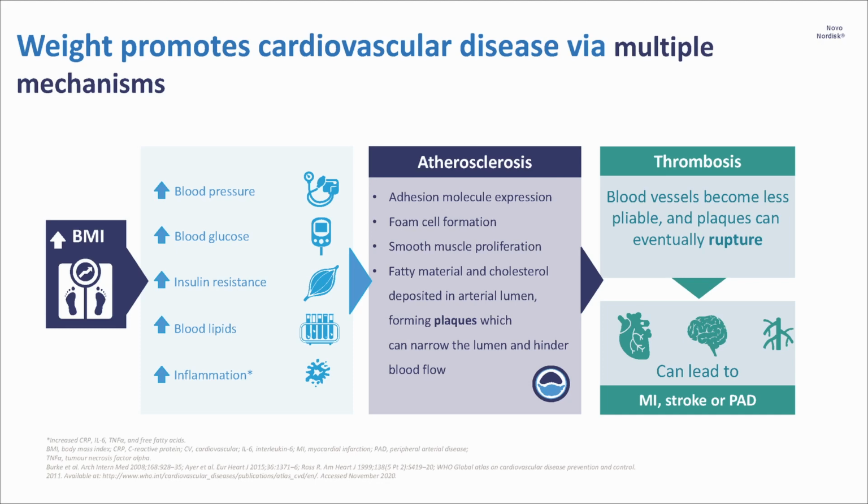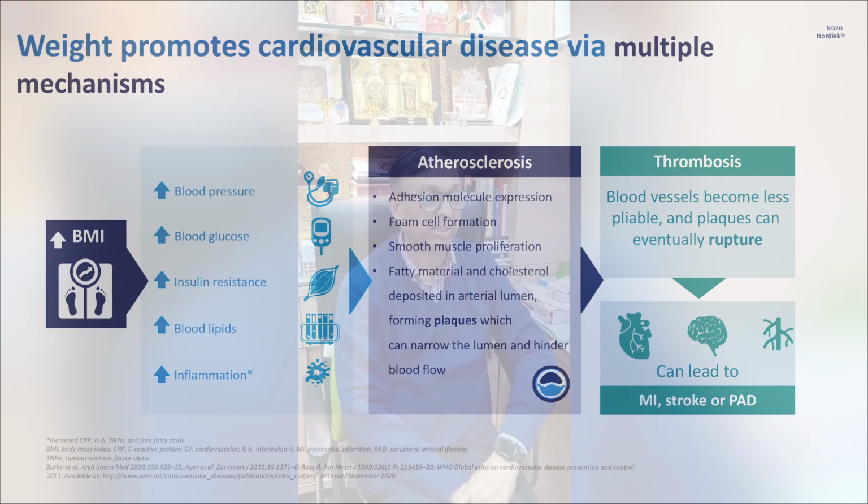Annual total healthcare costs for people with type 2 diabetes and cardiovascular disease are 4 times more than for people without diabetes. And this is further worsened with increased weight in type 2 diabetes, because weight promotes cardiovascular disease via multiple mechanisms: increased blood pressure, increased blood sugar, increased insulin resistance, increased blood lipids, and inflammation. All these things contribute to early and severe atherosclerosis and thrombosis, leading to MI, stroke, or PAD.